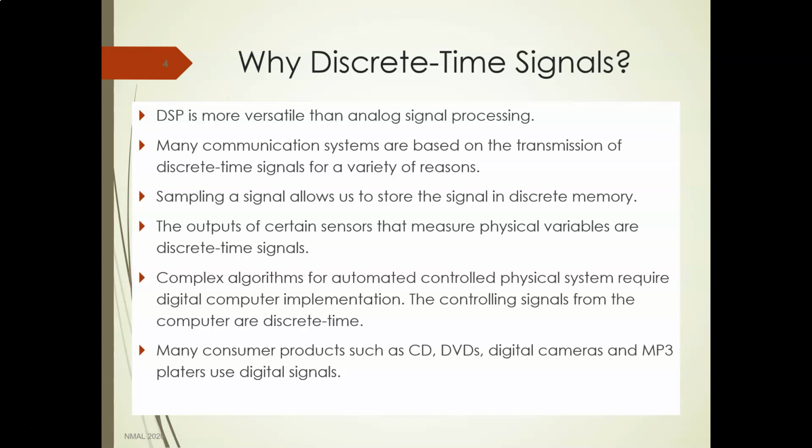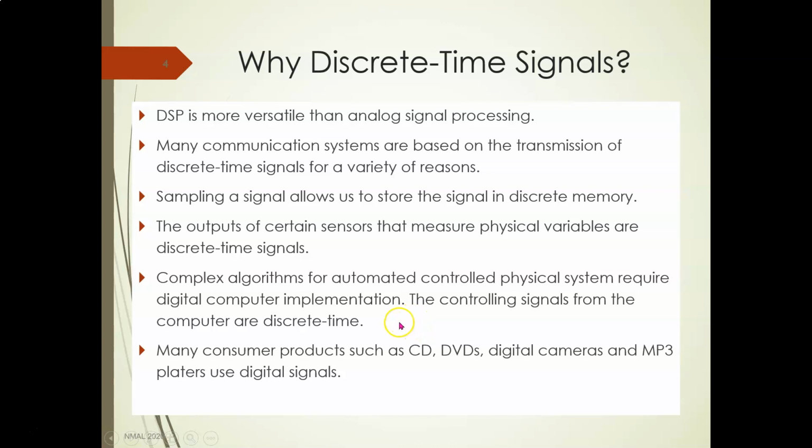Also, the outputs of certain sensors that measure physical variables are discrete time signals. Another reason is that complex algorithms for automated control of physical systems require digital computer implementation, and the controlling signals from the computer are also discrete time.